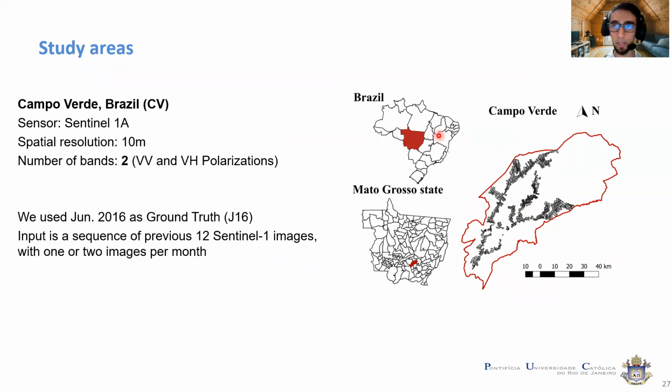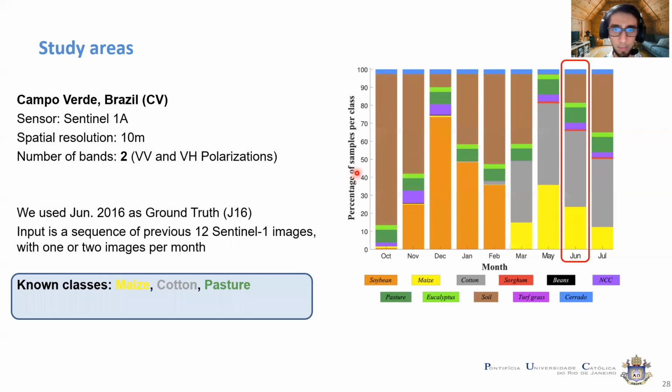The study areas correspond to highly dynamic temporally areas, tropical areas in Brazil. They are publicly available datasets. First one is called Campo Verde in Brazil. We use a sequence of 12 Sentinel-1 images in this time period. Here we can see the class distribution for this first dataset. It's very changing over time. And in this work, we take the ground truth and we classify for the date of June.